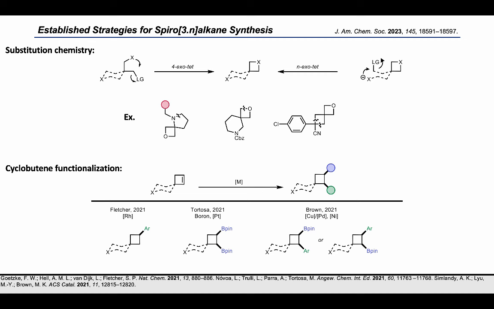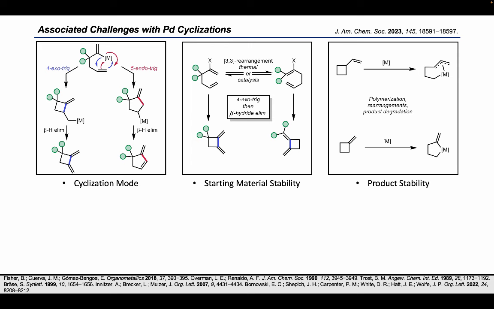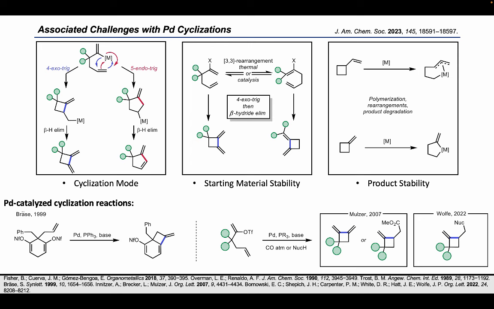However, we wanted to take an approach that combined a ring-forming event with a palladium-catalyzed cross-coupling step and identified three main challenges that we might encounter in the development of this strategy. First, the cyclization event could afford either a 4- or 5-membered ring product. Secondly, starting materials may be subject to thermal or catalytic rearrangements, decreasing reaction efficiency. And third, our desired spirocyclic products may be degraded under reaction conditions due to the thermodynamic driving force of relieving ring strain. Nonetheless, we were inspired by a few groups that have leveraged palladium-catalyzed cyclizations in the synthesis of cyclobutanes.